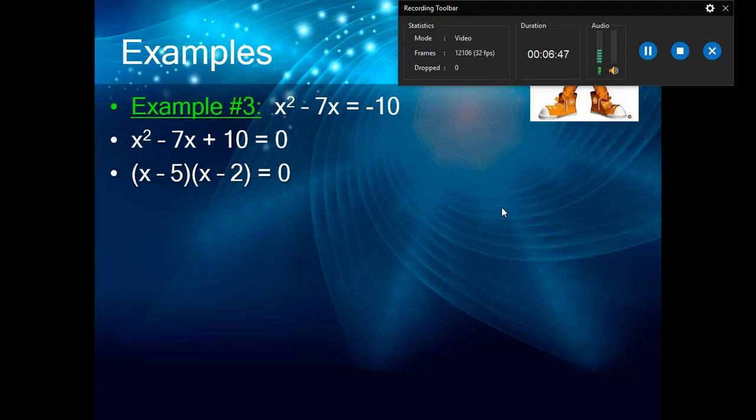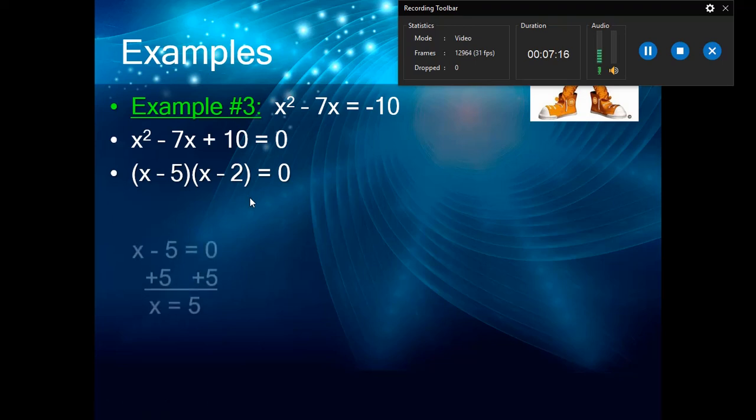In example number 3, I can see that my equation was not in standard form. So in my first line, what I did is I added 10 to both sides to move it over and set it equal to 0. Now it's in the correct standard form. Again, I want to come up with factors that multiply to 10 and add up to -7. So you can see here that -5 and -2 are the correct solution.